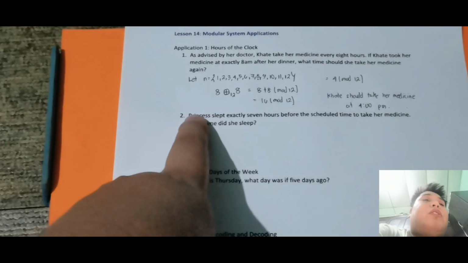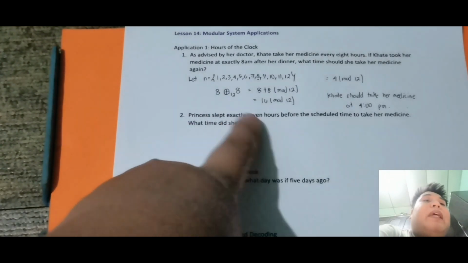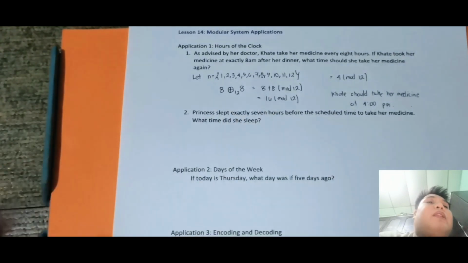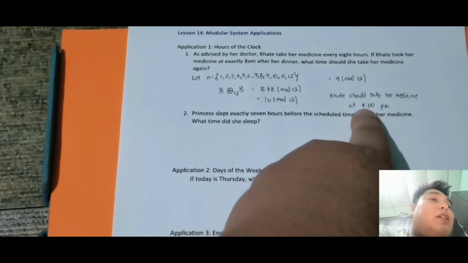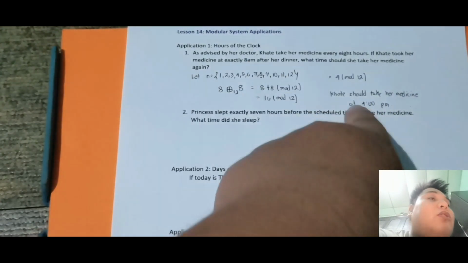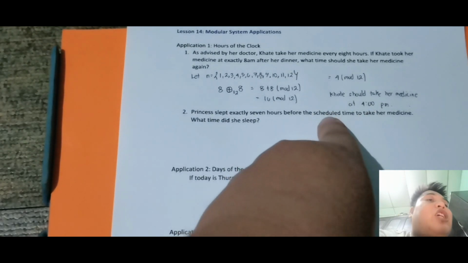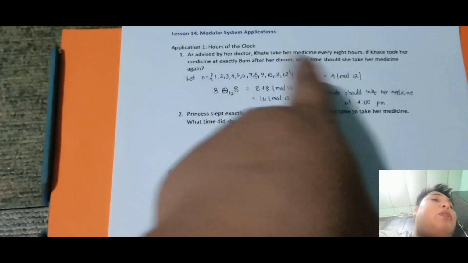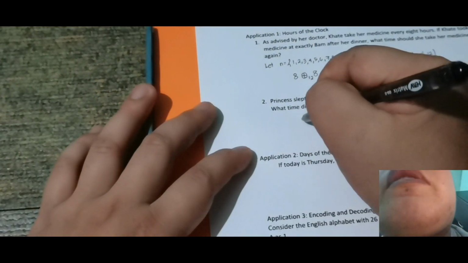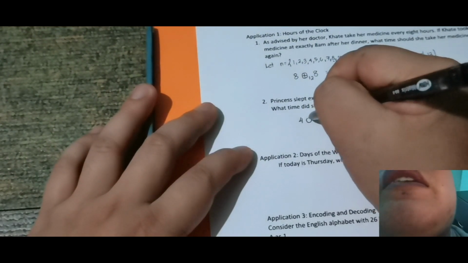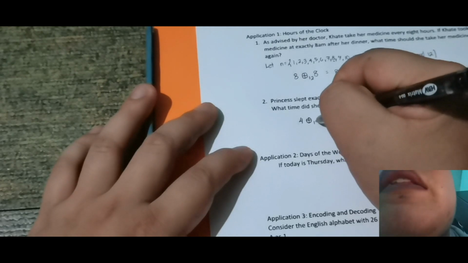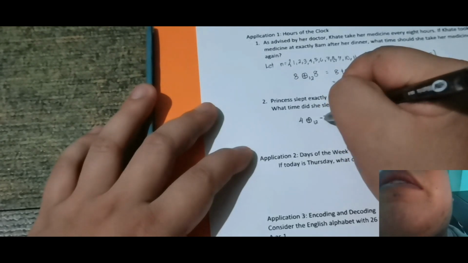Okay, ngayon kung si Kate or si Princess daw slept exactly 7 hours before the scheduled time to take her medicine, what time did she sleep? Dapat alas 4 niya iti-take yung medicine, kasi based sa solution natin, dapat 4 niya iti-take. Kaso natulog siya 7 hours before the scheduled time. So paano gagawin natin dyan? This is just equal sa 4, dapat dyan siya mag-take ng medicine niya. Tapos similar, 12 pa rin dito. Then, negative 7.